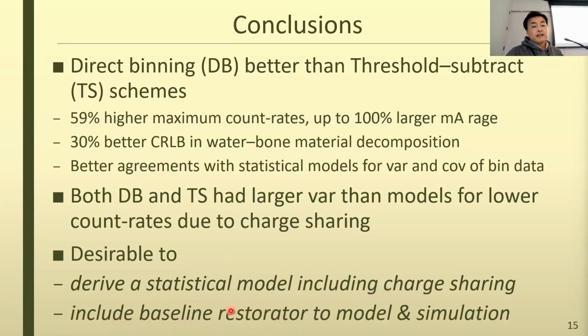The effect of the baseline restorer is not included in this model nor the simulation, so it could be future work to include this effect in the simulation. I think the good agreement, even without the baseline restorer, shows that if combined with the baseline restorer, possibly DB would behave even better, although the TS agreement may improve as well. But it all depends on the goodness of this baseline restorer, how much noise and bias it would add and so on.